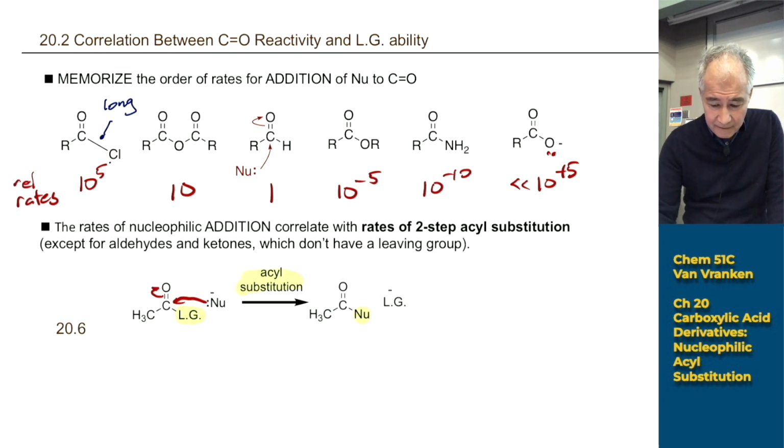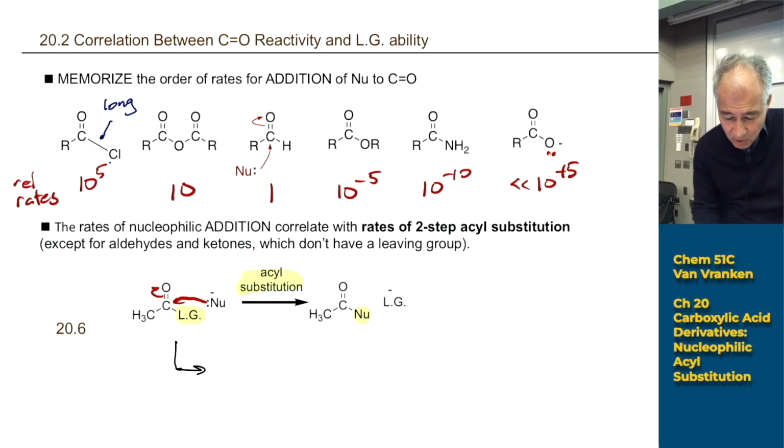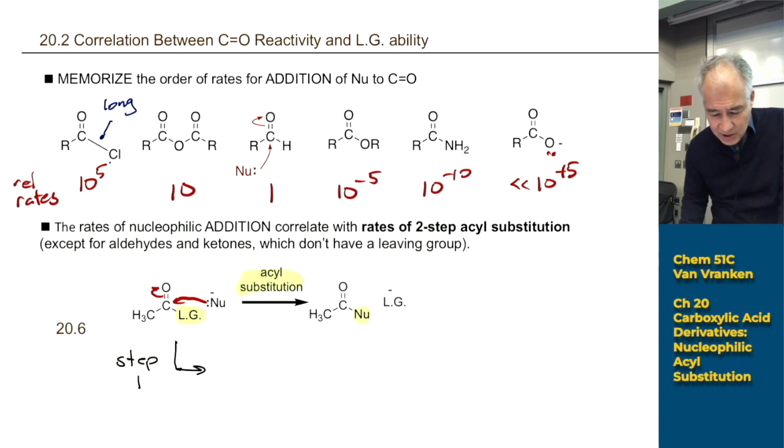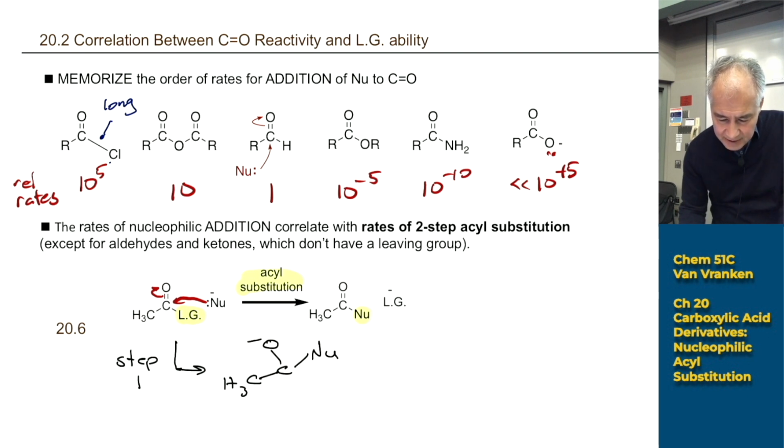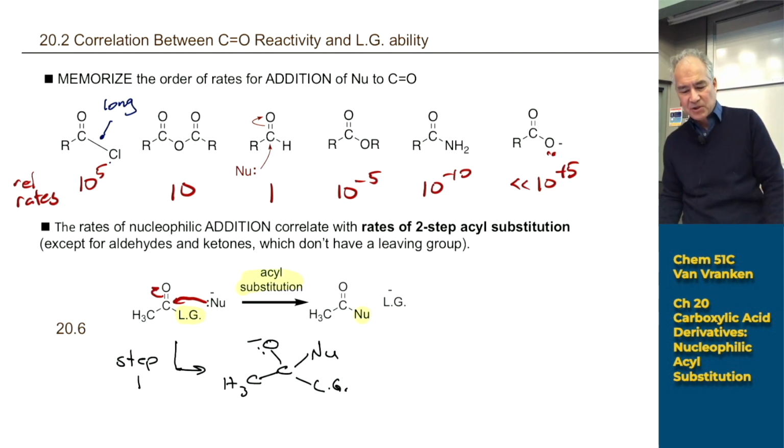So every time we're doing this, step one is an addition step, where we're doing addition to the carbonyl, just like I showed you in the rates up above. And that's going to lead to some sort of a tetrahedral intermediate, where the nucleophile is now bound and that leaving group is ready to get pushed out. Let me draw that lone pair on that oxygen, ready to push out the leaving group.